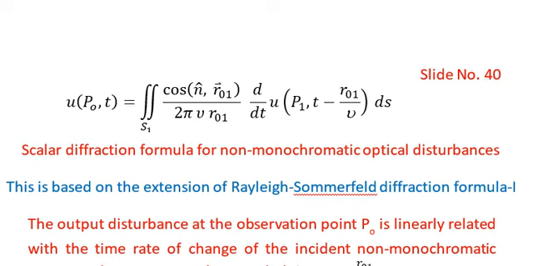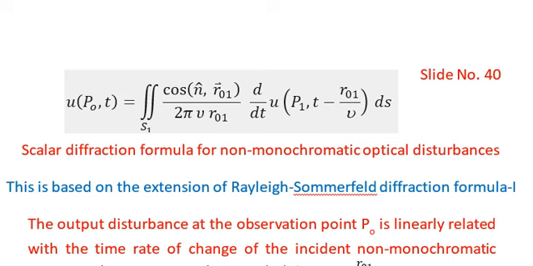But look at this integral. On the left hand side it gives you the field at point p naught as a function of time, and this field is a non-monochromatic field. On the right hand side you have the field at point P1 at some retarded time t minus r01 over v. The field on the left hand side at point P naught is linked with the time rate of change of the field present in the clear aperture at point P1. So this is the scalar diffraction formula for non-monochromatic optical disturbances.